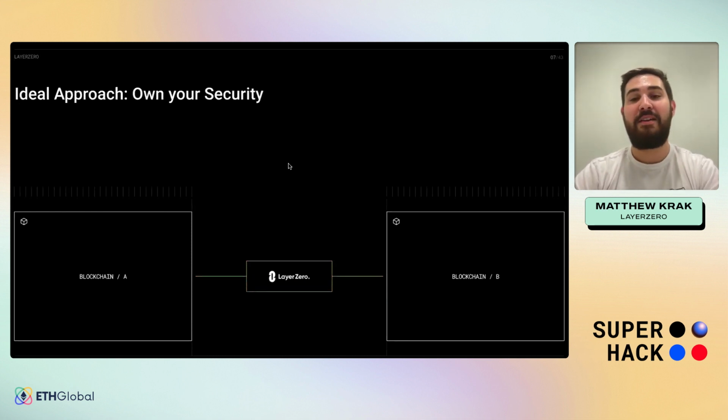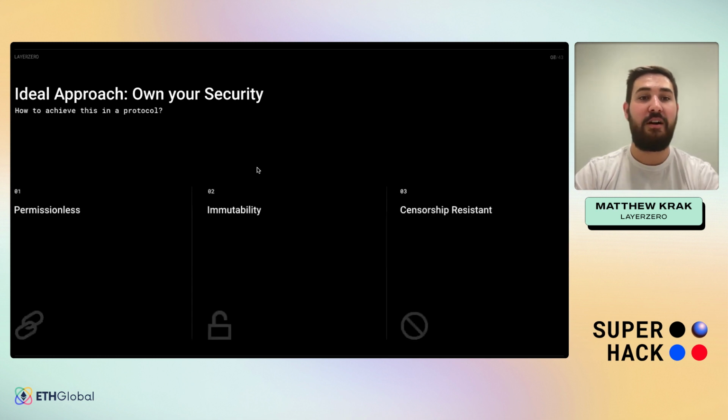Ideally, the best way to improve sending message data from chain A to chain B would be to have a way for you to own your own app security, essentially being able to ensure that the data you're sending from A to B is, one, valid, two, not being changed in flight, and three, not able to be rolled back. And that's what we want to talk about today with LayerZero. If we were going to provide this solution, how do we achieve it?